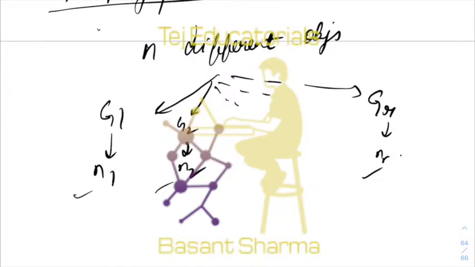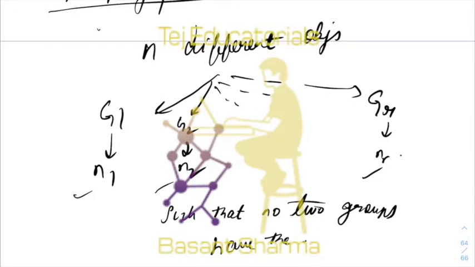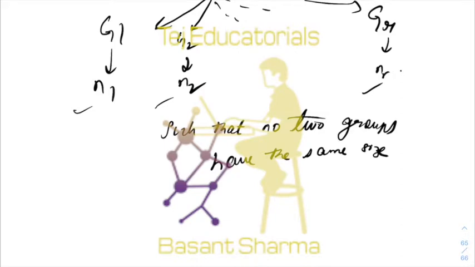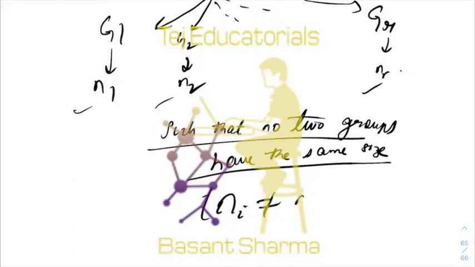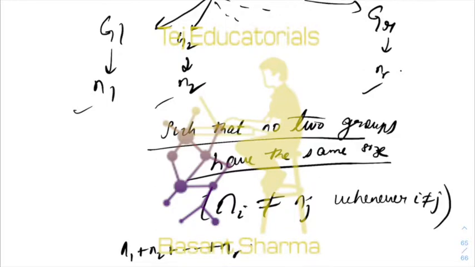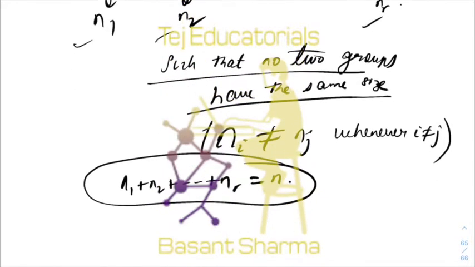Such that no two groups have the same size. So basically what this condition means is ni is not equal to nj whenever i is not equal to j. Now note that n1 plus n2 plus till nr is equal to n. This is fairly obvious.